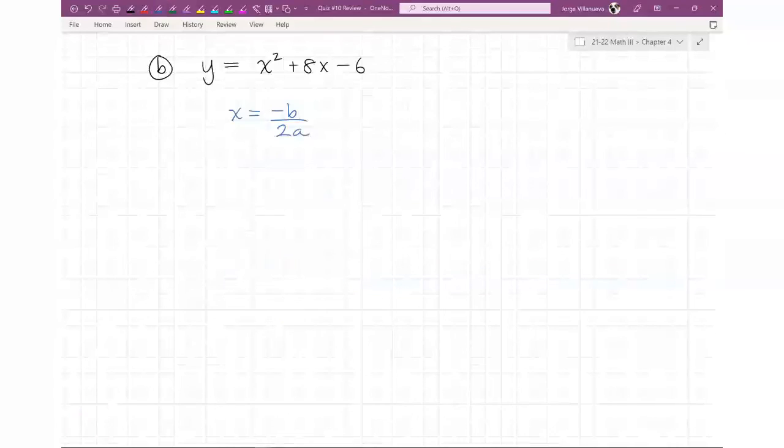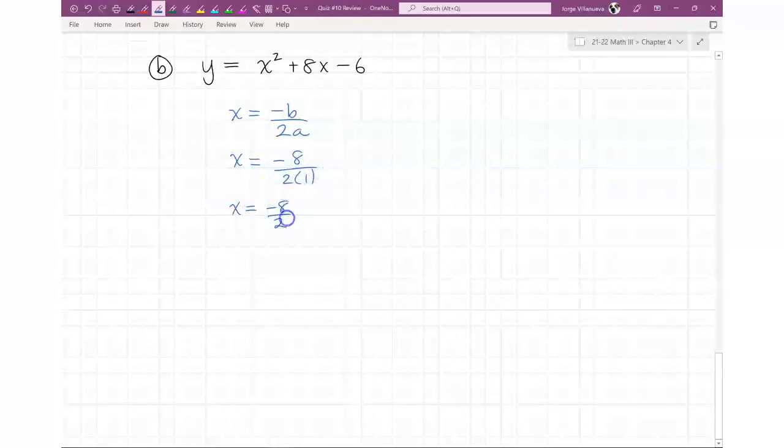All right, Juan, what did you get for this? I got negative 4. Negative 4? Yeah. All right, I haven't done it, so let's do it. Let's see. X equals negative 8 over 2 times 1. Yeah, it's a 1. So x is equal to negative 8 divided by 2. So good, we got x equal to negative 4.